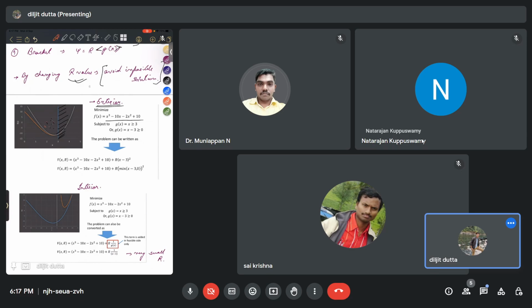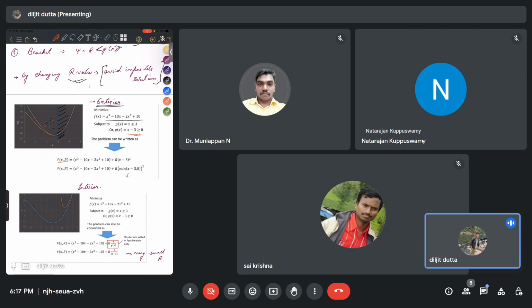So how do we do this? We'll write the composite function as x cube minus 10x plus whatever, that is f of x, plus r into the bracket function of x minus 3, whole square. So when we write the bracket function, what will it be? Minimum of x minus 3 and 0. So why do we write that? Because x minus 3 is greater than or equal to 0.